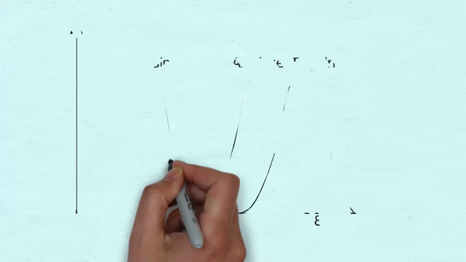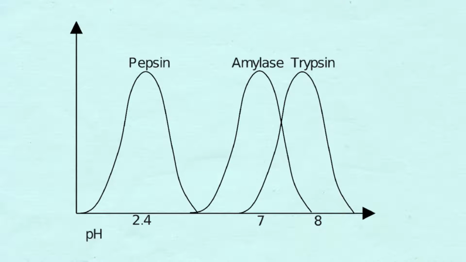pH is one factor that affects the rate of enzyme activity. As you can see in the graph, each enzyme has an optimum pH, which is where the rate of reaction is fastest. Away from the optimum pH, the rate of reaction begins to decrease.